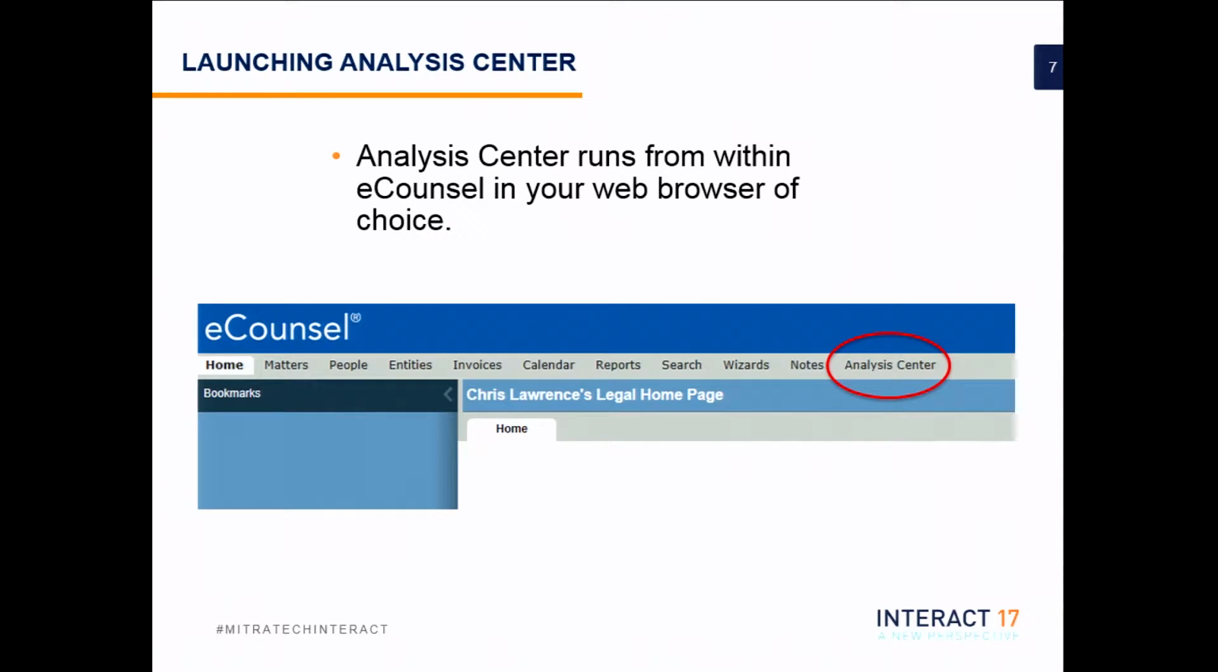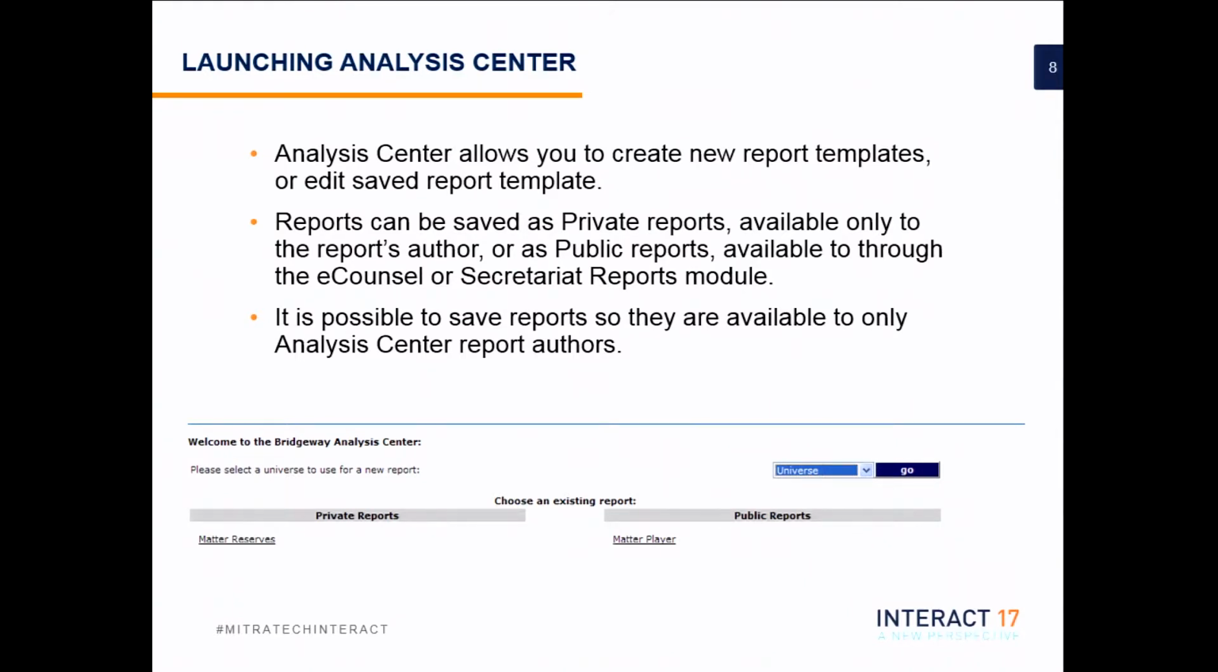Launching Analysis Center, both the old version and the new version, works by logging into eCounsel, and then on the far right-hand side, if you have permission to create new Analysis Center reports, you would click on that Analysis Center link on the far right of your toolbar, and it would open up this screen on the bottom. And this screen shows a list of all of our private reports. Those are reports that you have created, only you can see, only you can edit. And here you can see there's one report called Matter Reserves in that private reports folder from my user.